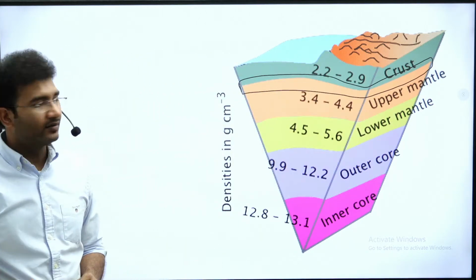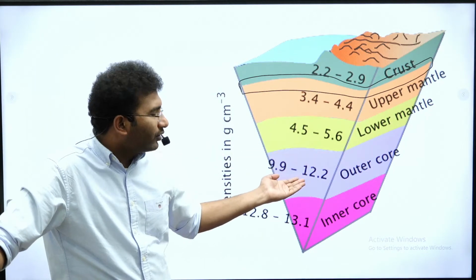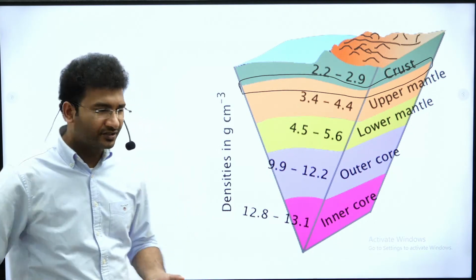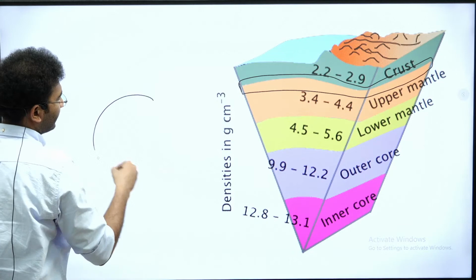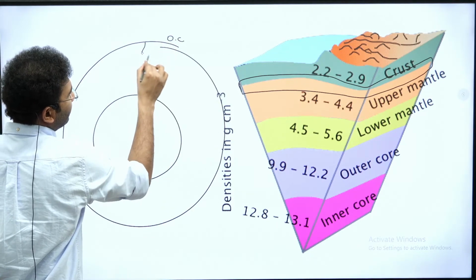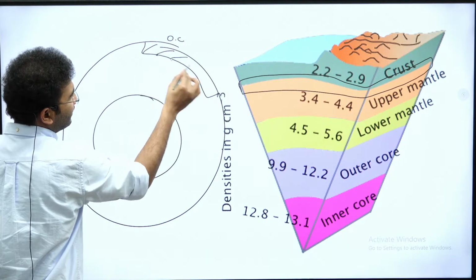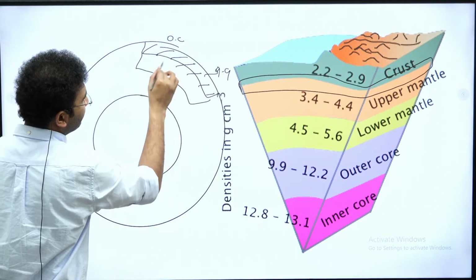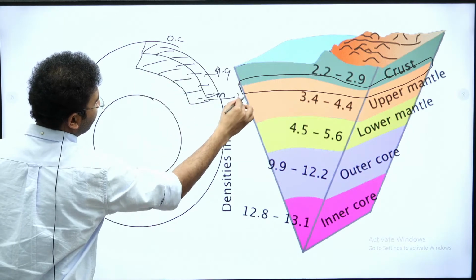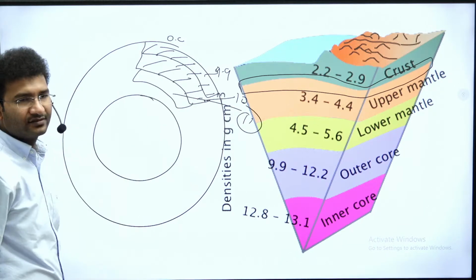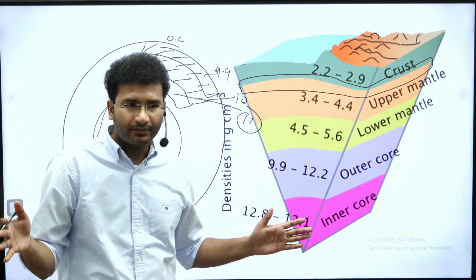And then outer core 9.9 to 12.2, inner core, it keeps on varying. It's a range. For example, you take ये outer core है. Here, this part of the layer might be having 9.9. Now you go little inside, you will find 10, maybe 11. It's like this. So that's why a range is given.